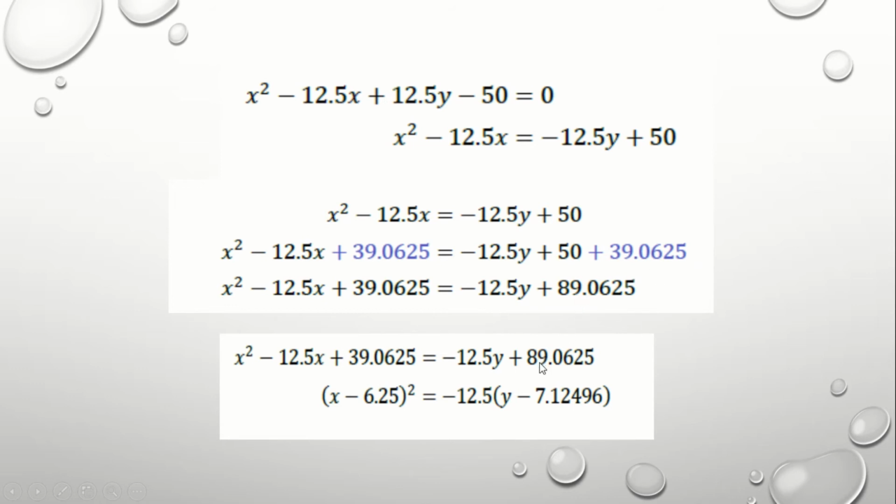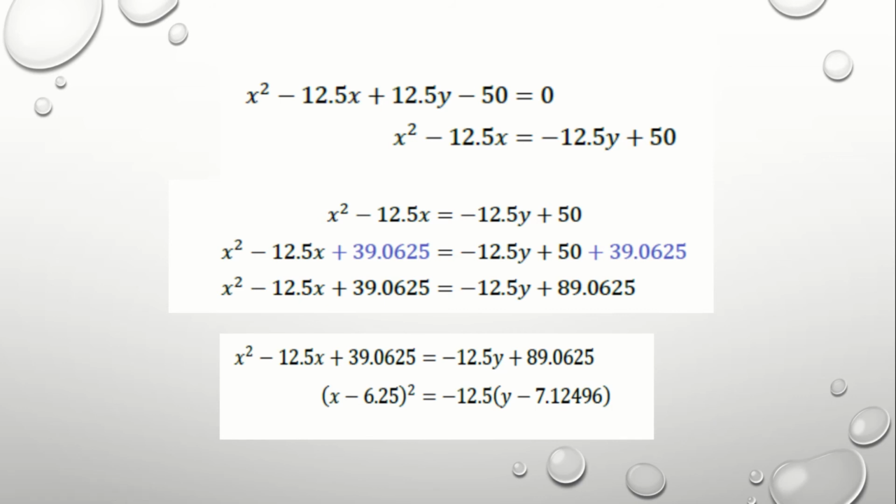It will become 89.0625. And then on the right side, we also need to factor. So negative 12.5 times y, then 89.0625 divided by negative 12.5 is negative 7.12496, because if you multiply negative 12.5 and negative 7.12496, the result is positive 89.0625. Are we done? Yes, it is already in standard form.